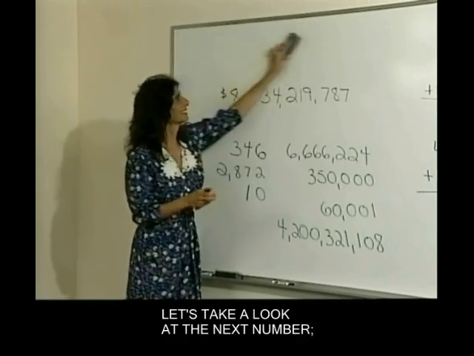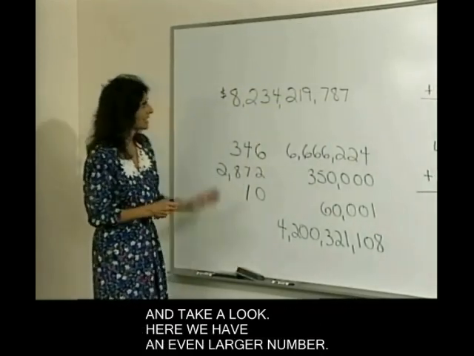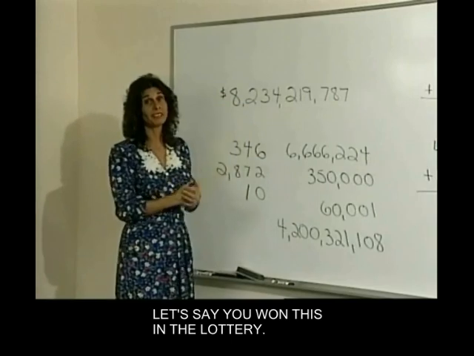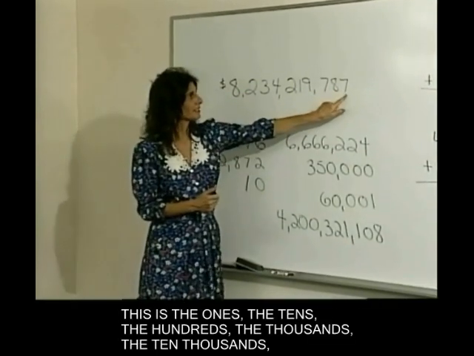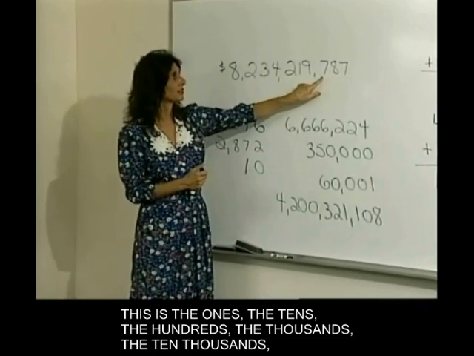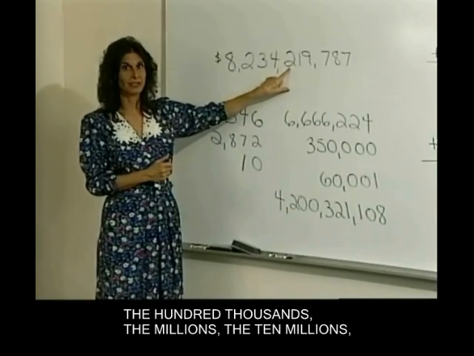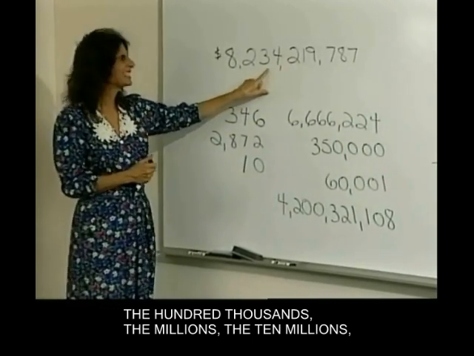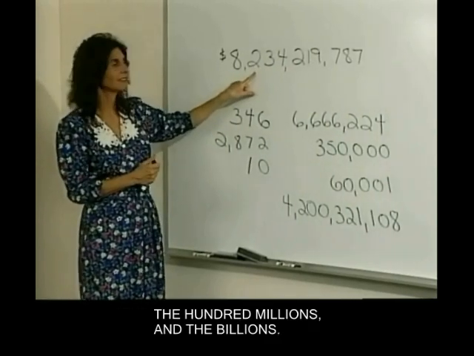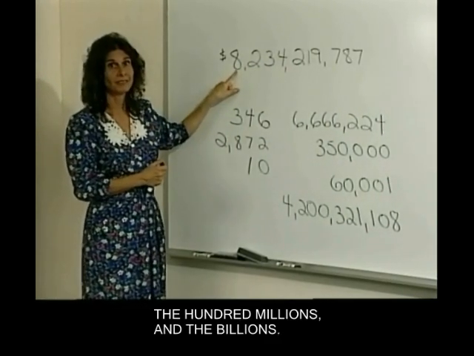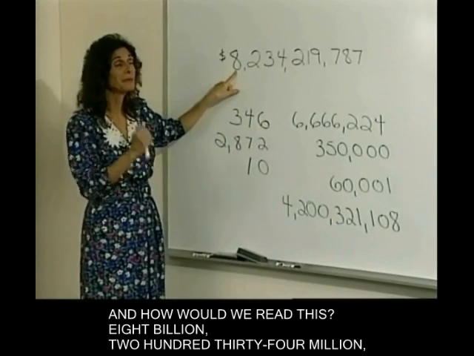Let's take a look at the next number and take a look. Here we have an even larger number. Let's say you won this in the lottery. This is the ones, the tens, the hundreds, the thousands, the 10,000s, the 100,000s, the millions, the 10 millions, the 100 millions, and the billions. And how would we read this?